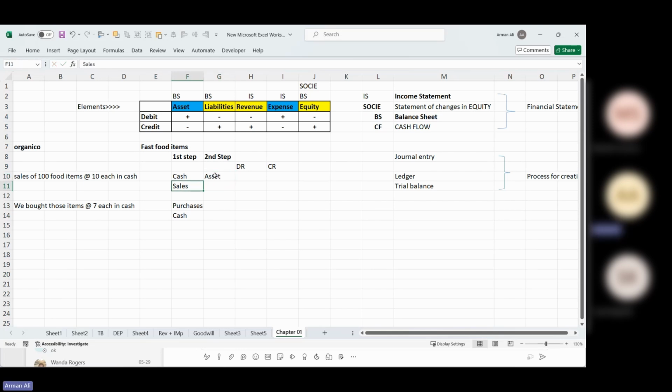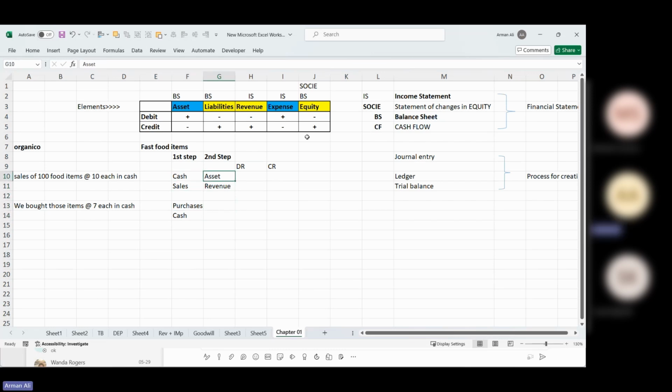Then what is sales? Michelle, can you tell me what sales would be? Can you just make a guess according to these five elements? What could be sales? Revenue. Correct. So anything that is related to sales, whether you sell in cash or in credit, doesn't matter, that is your revenue.